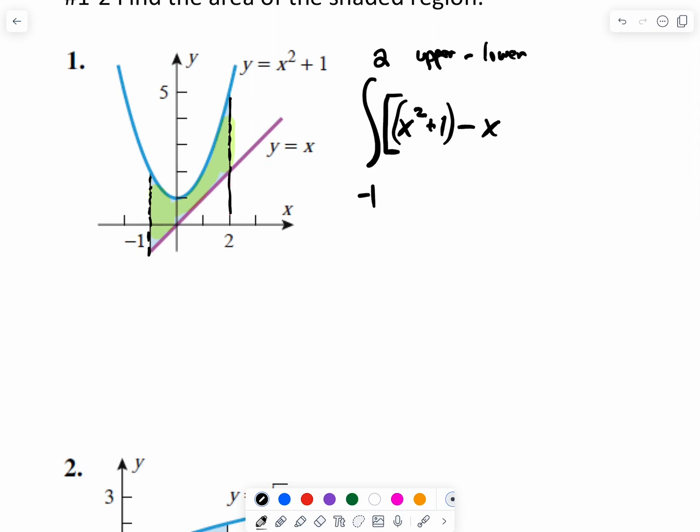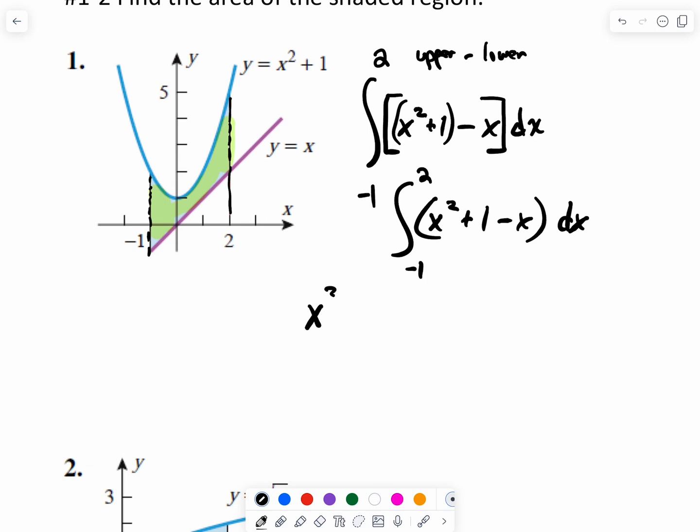We need to make sure that since it's integration in terms of x, it's dx. And now that's just a standard integration technique. No u-sub, no fancy strategies there. That means I'll do an integral from -1 to 2 of x squared plus 1 minus x dx, which gets me x cubed over 3 plus x minus x squared over 2. Those are all the antiderivatives. And now we evaluate from -1 to 2.